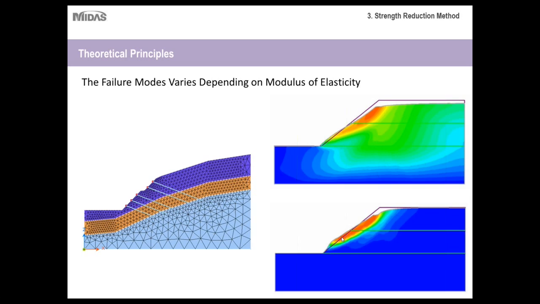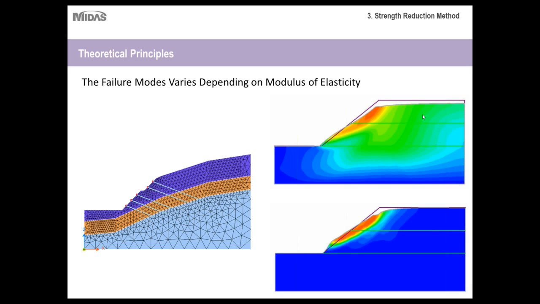Whereas when the modulus of elasticity is higher, deformation occurs only at the top of the slope, or this portion here. So that's another important thing to keep in mind: with the strength reduction method you can get a more detailed understanding of not only the factor of safety but also the way your slope will deform, which, depending on the scope of your project, may be something of vital interest to you.